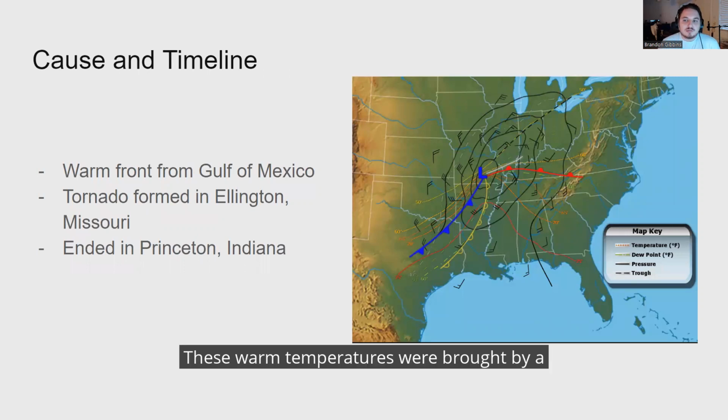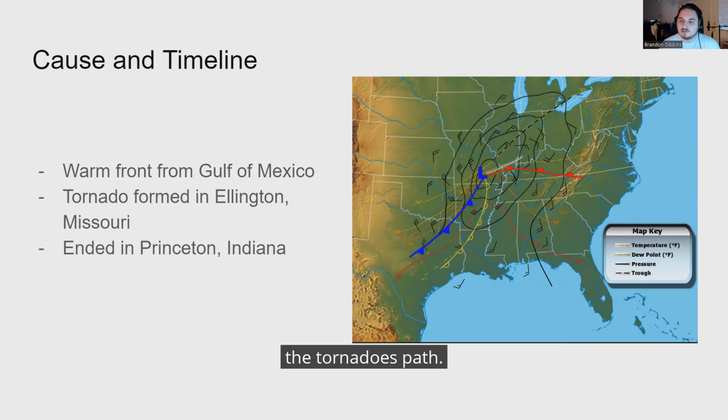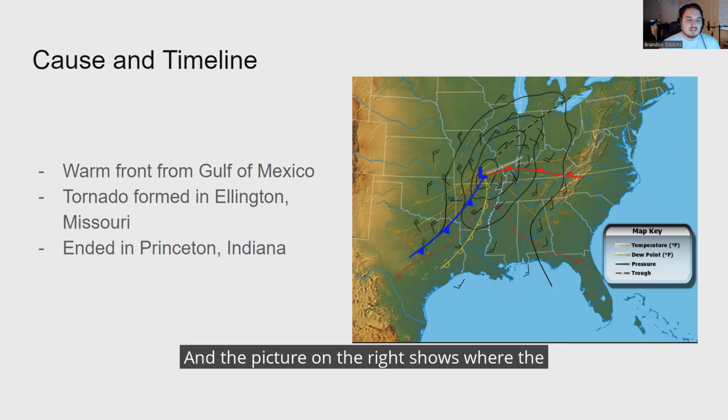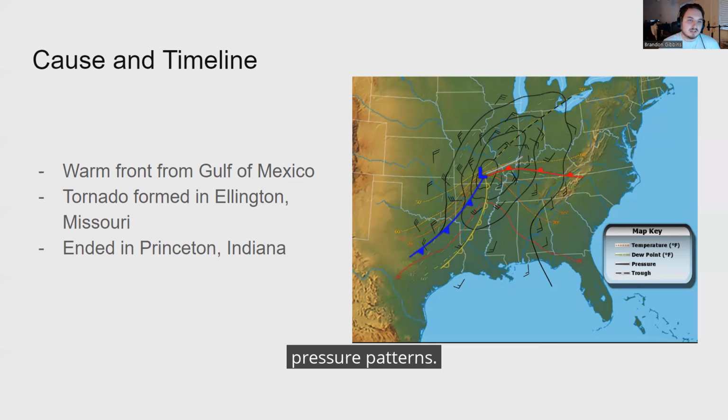These warm temperatures were brought by a warm front from the Gulf of Mexico. This 10-degree increase in temperature functioned as a lifting mechanism. The tornado traveled through Missouri at high speeds between 67 and 72 miles per hour. The tornado slowed down in Illinois, eventually causing the most damage out of anywhere along the tornado's path. And the picture on the right shows where the tornado formed through temperature and pressure patterns.